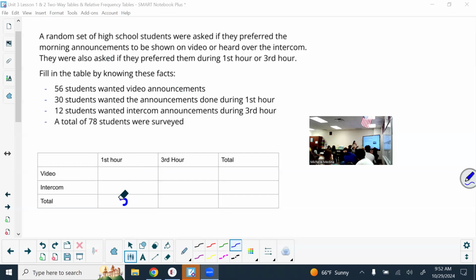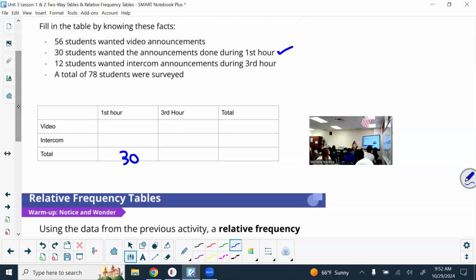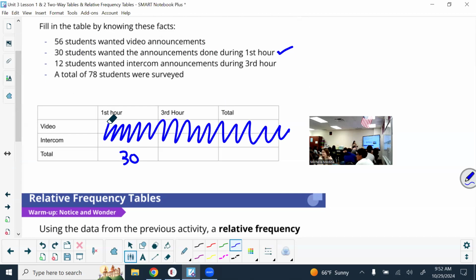They want me to put it here. All right, so let's see, where it mentions the 30 students wanted the announcements done in first hour. Do you guys agree that it should go there in the table? Okay, I agree. It doesn't mention anything about intercom versus video, so really these rows shouldn't have the 30 because it didn't mention it. So really your only option to put it would be in this row, and it has to be for the first hour.